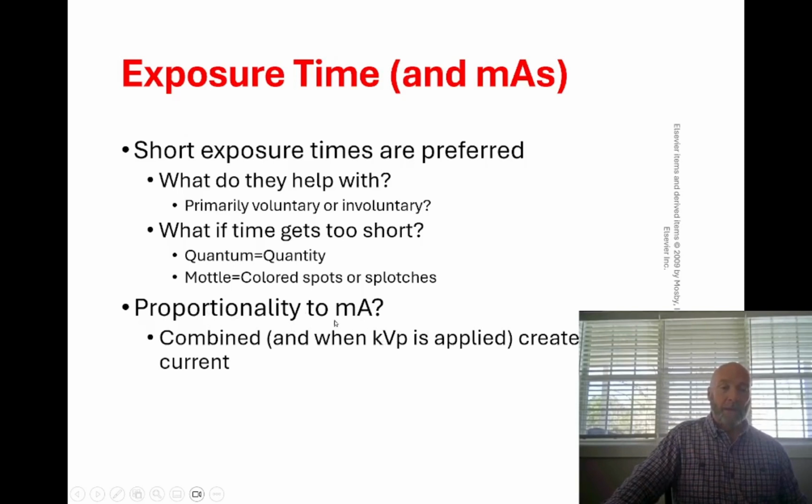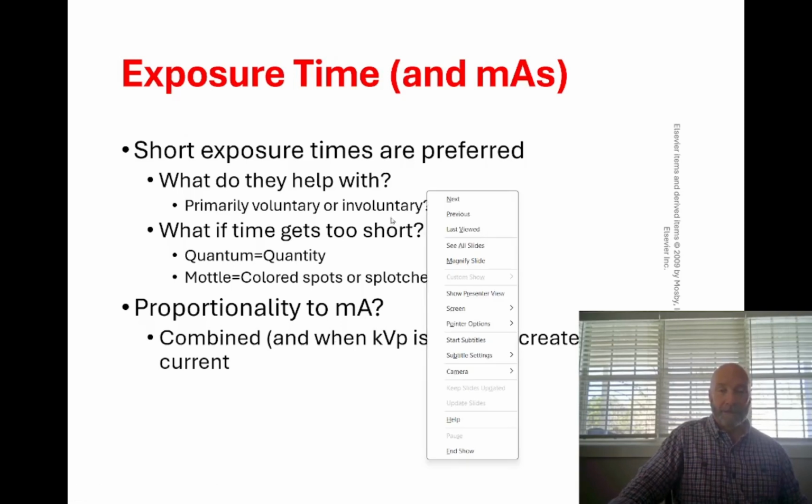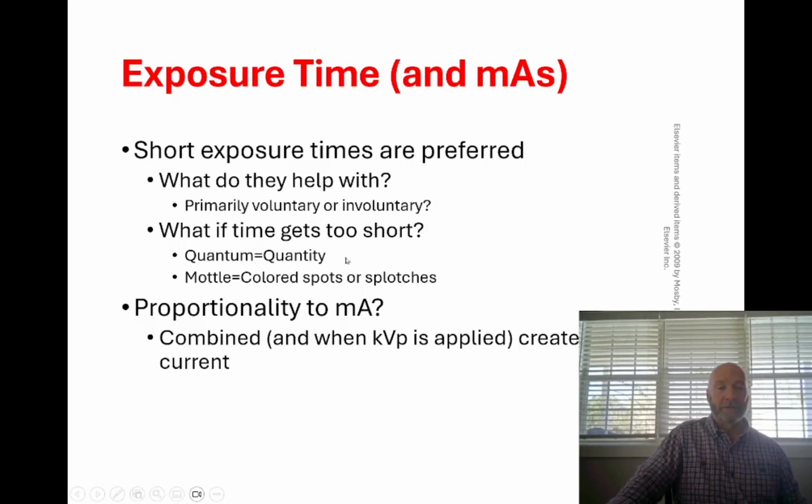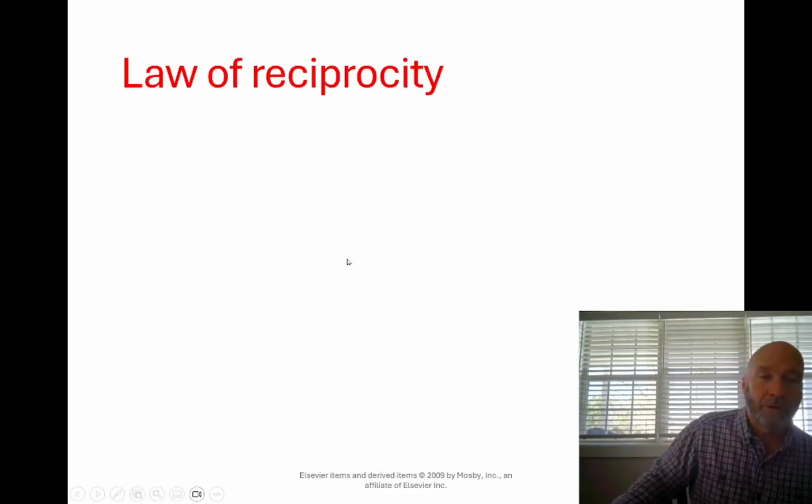So where we have mAs, we've got mA times time. So mA and time combined together, and when kVp is applied, we get tube current. We don't get tube current until kVp is applied. All we have until that point is filament current. But once we apply the kVp and the electrons jump across the tube, we have mA at that point. So mA is half of the equation, time is the other half of the equation. Together they create mAs. So, law of reciprocity.